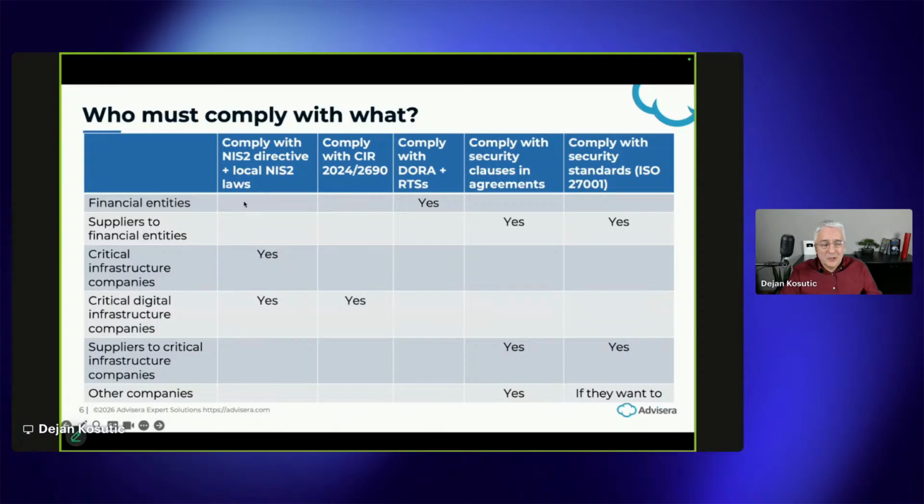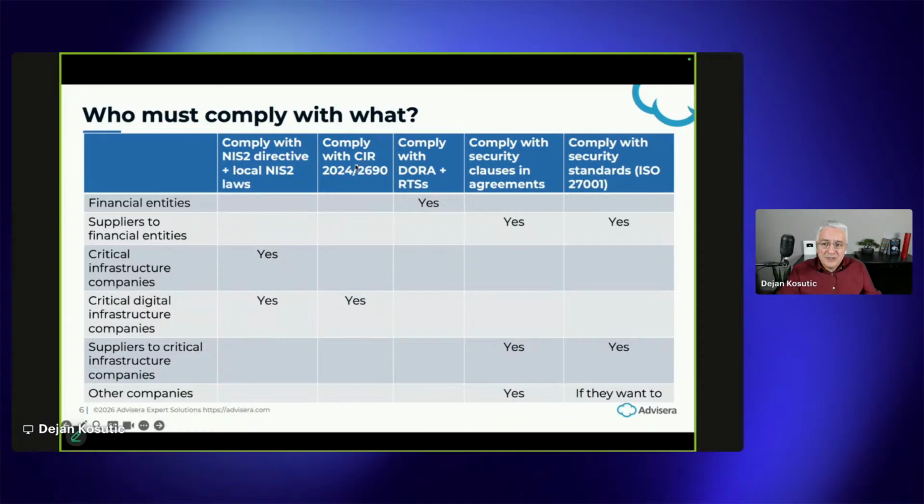If you're a financial entity, you do not need to comply with NIS2. Also, if you're a supplier to a financial entity, NIS2 is not relevant. If you are a critical infrastructure company in the European Union, then yes, you have to comply with both the NIS2 directive and the local NIS2 laws in your country, because each European country is publishing its own laws and regulations based on NIS2. Your critical infrastructure company needs to comply with those laws and regulations. If you're a critical digital infrastructure company, you also have to comply with the NIS2 directive and local laws and regulations. If you're a supplier, no, you don't have to comply with NIS2. If you are any other company, you don't have to comply with NIS2.